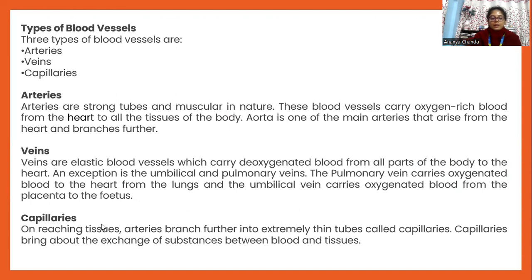Then come the capillaries. On reaching the tissues, the arteries branch further into extremely thin tubes called capillaries. These capillaries have very minute pores which help in the passage of nutrients, oxygen, and hormones to the surrounding tissue present around the capillaries.